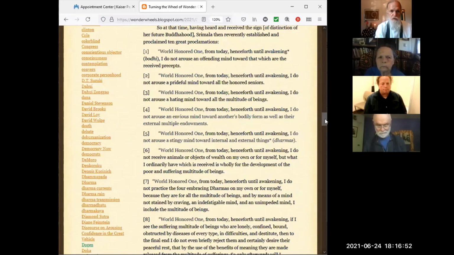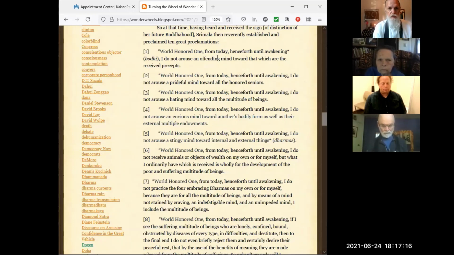We went through the first 5, and just to point out again that they all begin with, from today henceforth until awakening. And I read into that meaning until final or complete awakening, after she's had her initial awakening.